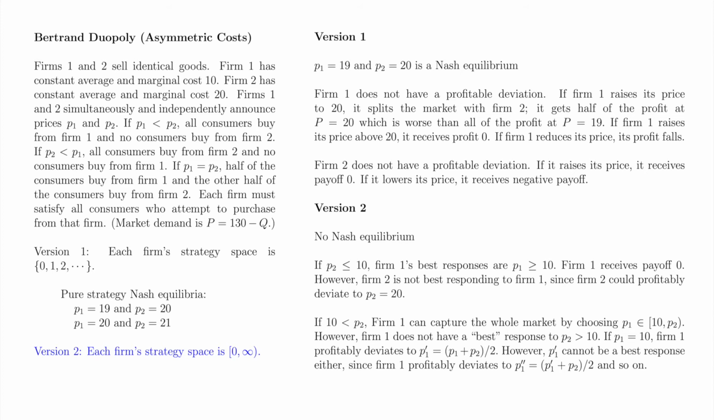However, firm 1 has no best response to such a P2. If firm 1 chooses P1 equal to 10, it earns 0 profit. Firm 1 can profitably deviate to P1 prime greater than 10 but less than P2 and earn positive profit. However, P1 prime is still not a best response to P2, since firm 1 can profitably deviate from P1 prime to P1 prime prime greater than P1 prime but less than P2. This process doesn't stop, so firm 1 has no best response to P2 greater than or equal to 10.